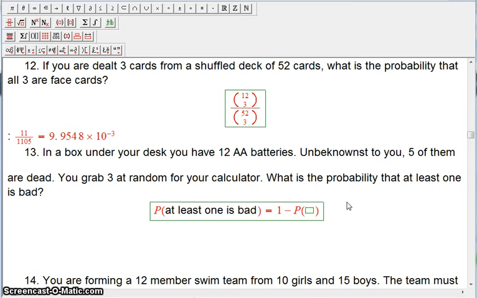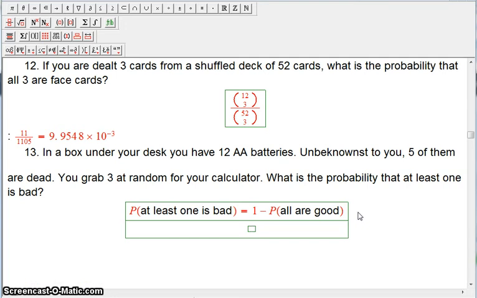The probability that all of them are good, because those are the negations of each other. At least 1 being bad. It's not the case that at least 1 is bad. It means they've got to all be good. This is much easier to deal with, okay? Because in fact, it's exactly like the previous problem. It's 1 minus, okay.